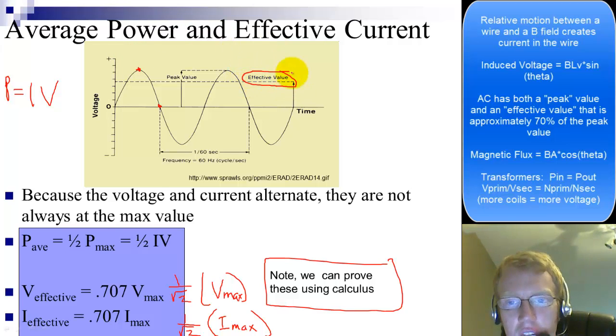So when you're calculating how much energy you're getting out of the wall socket, you want to make sure you're talking about the right values. Otherwise, you need to put in a factor of 1/2. So that's just a good thing to keep in the back of your mind: is it peak values or is it effective values?